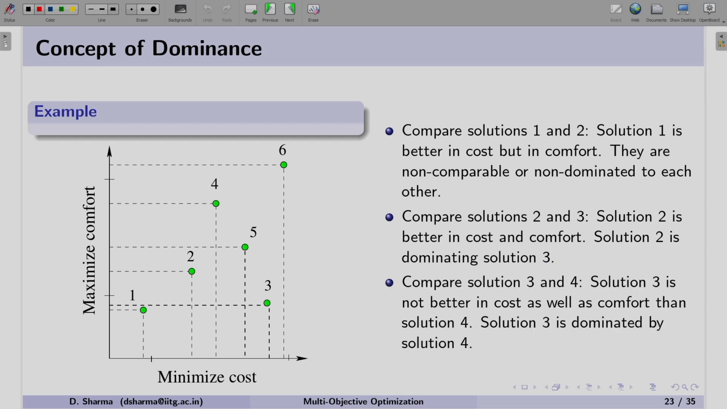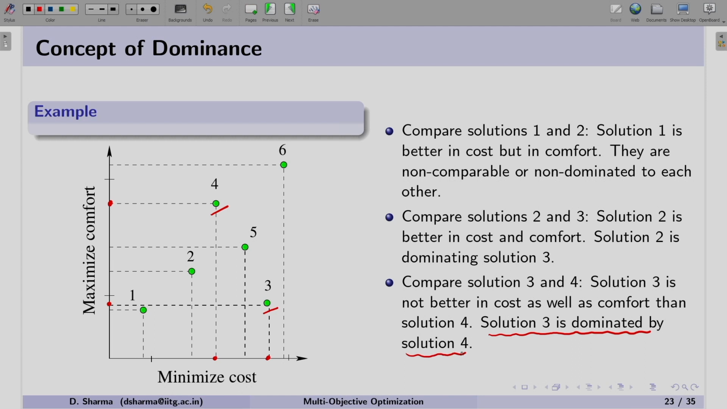Let us take another scenario here. We are going to compare solution 3 versus solution 4. Now, when I am comparing 3 versus 4, 3 has more cost, so 4 is better. And when we are comparing the comfort, 3 has worse comfort as compared to solution 4. So, we can say that solution 3 is dominated by solution 4.